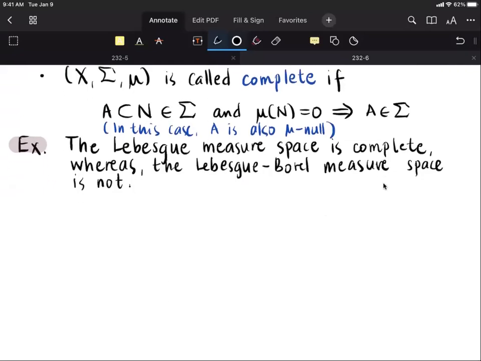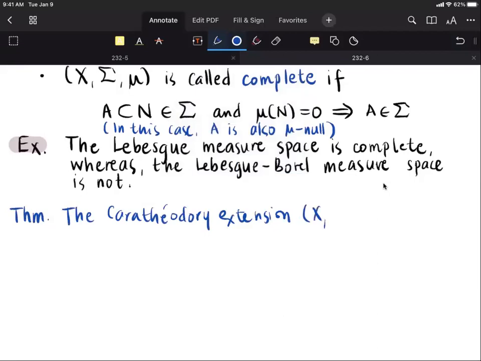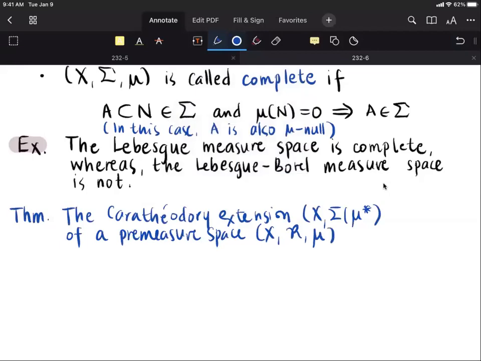So for this first statement, as I said, this comes from the fact that the Carathéodory extension, that is the set of measurable subsets in the Carathéodory sense of a pre-measure space, say X, R, mu, where R is a ring, with the measure being the restriction of the outer measure to the measurable sets, is complete.